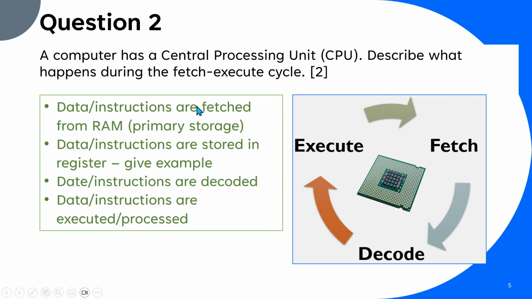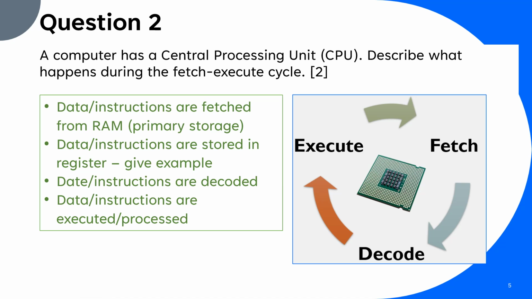Data and instructions are fetched from RAM. Like I say, that's the one that I remember the easiest. Data and instructions are stored in a register, so you could say data is stored in the memory address register. The data and instructions are decoded, and the data and instructions are executed or processed. So as much detail as you can, but remember those 4 key points there, because they're things that happen during the fetch, decode, execute cycle.